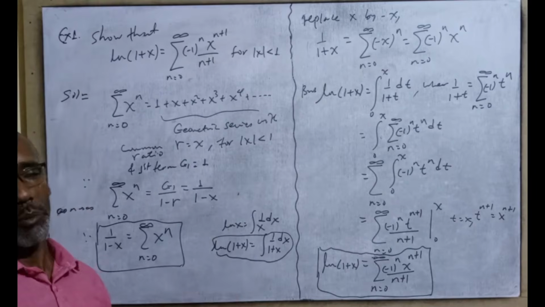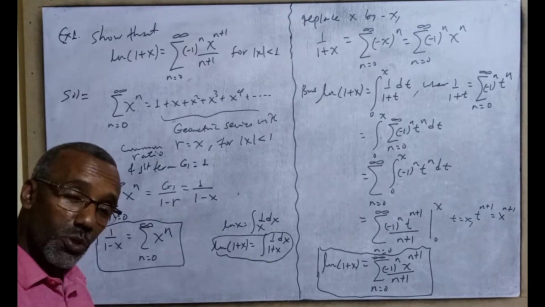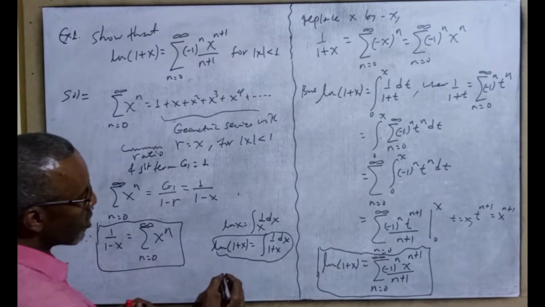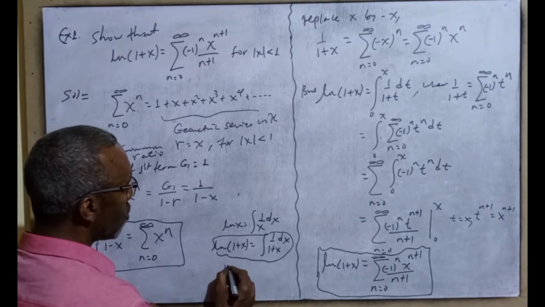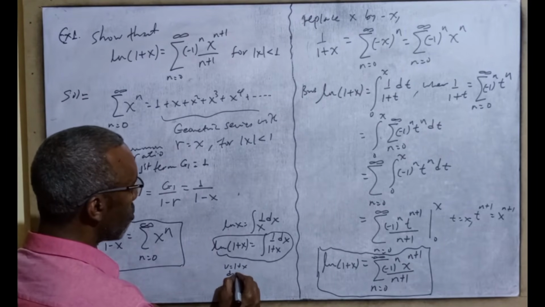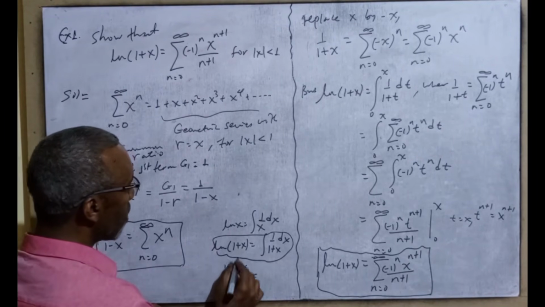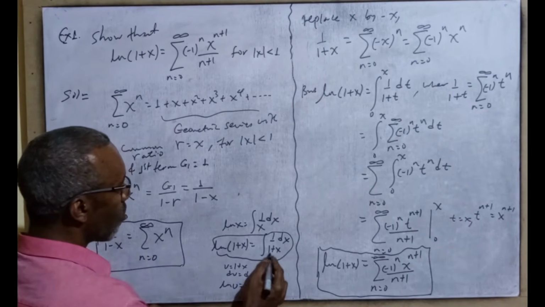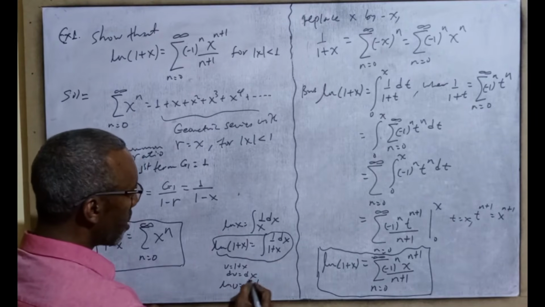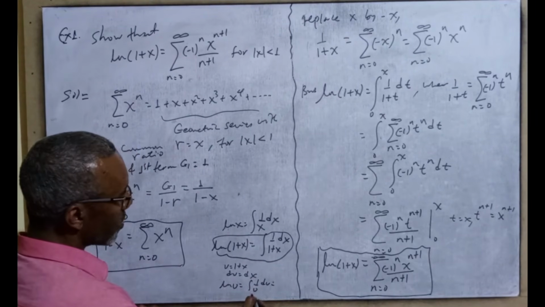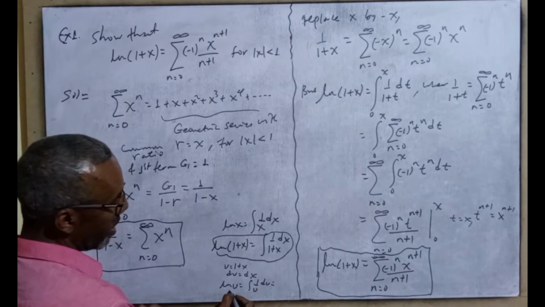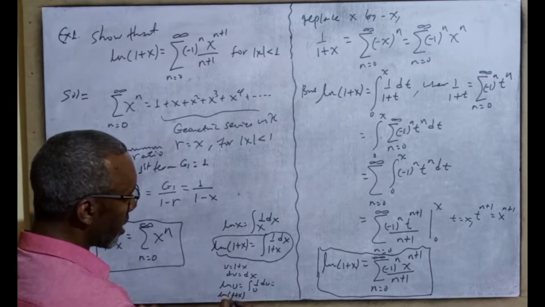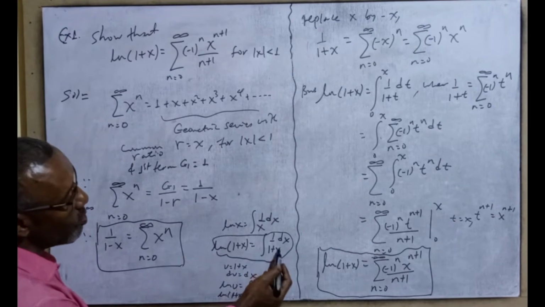There are different techniques of integration: integration by substitution, integration by partial fractions, integration by trigonometric substitution, integration by parts. For example, by integration by substitution, let u is equal to 1 plus x, then du is dx. So ln of 1 plus x is the integral of 1 over u du, which is ln u, and that is ln of 1 plus x.